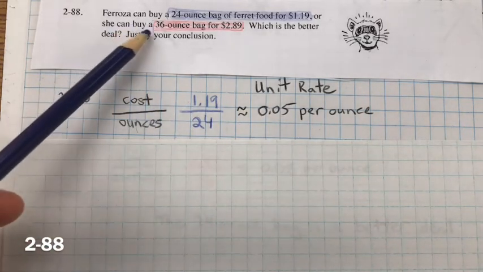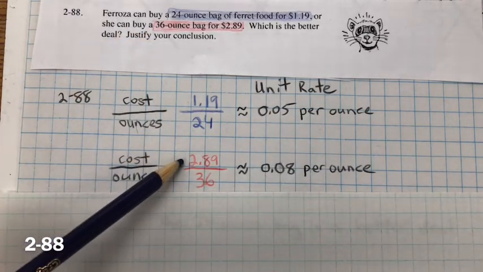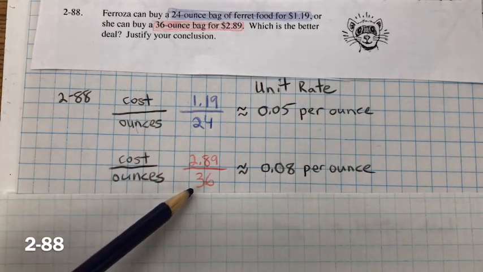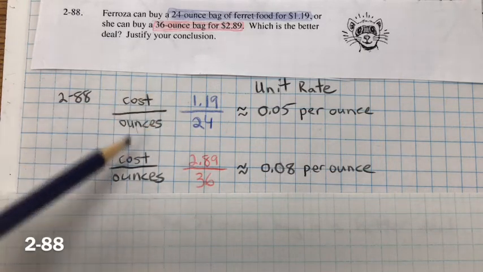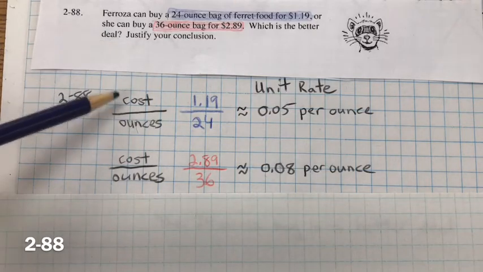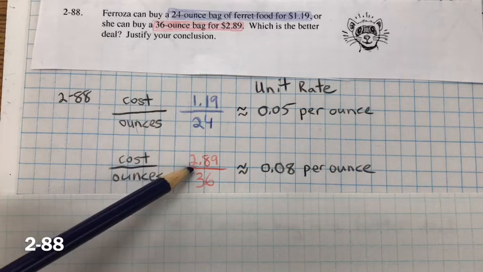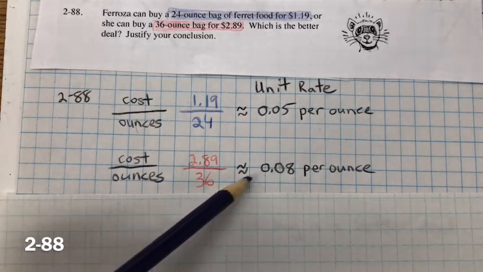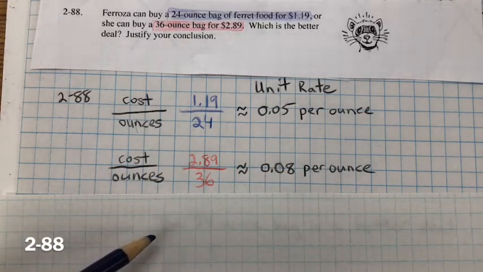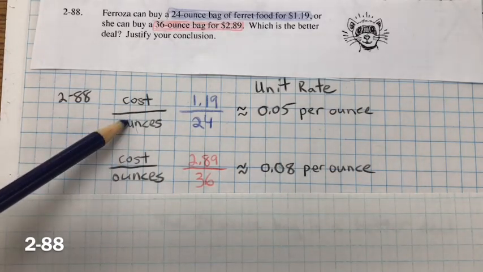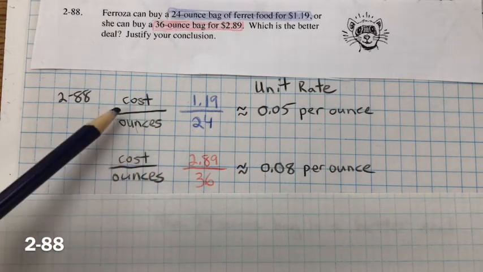Now we're going to compare that with the 36-ounce bag. So a 36-ounce bag costs $2.89 for 36 ounces. And make sure that you label these so you're comparing the same thing. This is cost to ounces, cost to ounces. So $2.89 divided by 36 is approximately 8 cents per ounce. So which is the better deal? A 24-ounce bag is approximately 3 cents per ounce cheaper. So this is the better deal.